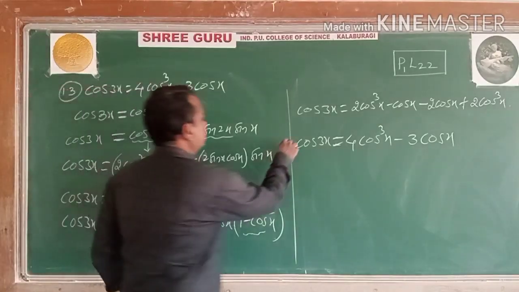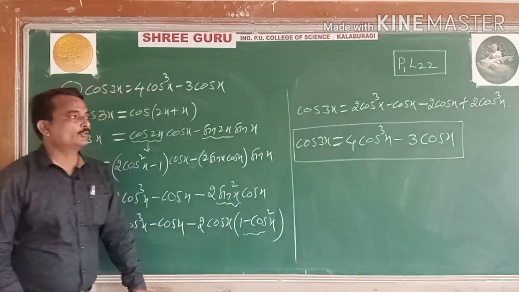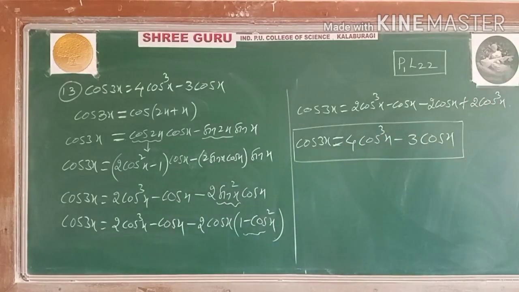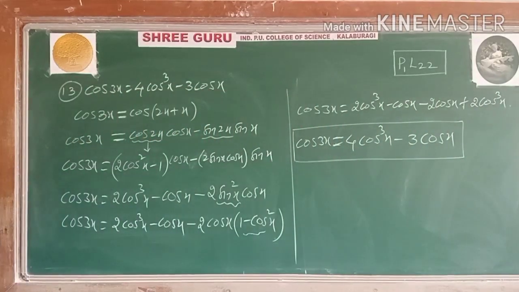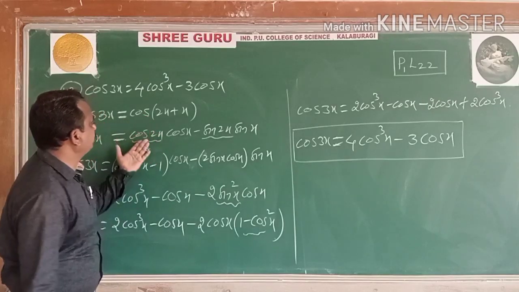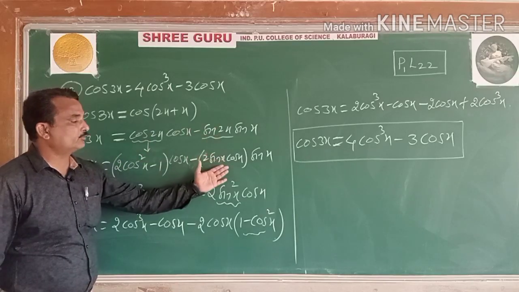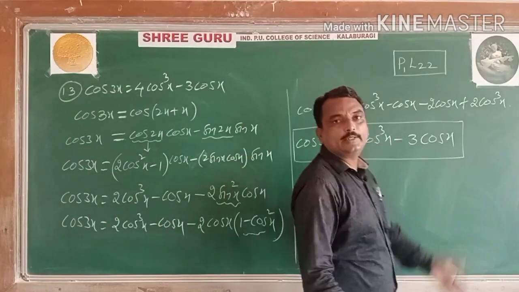So this is the cos 3x, students. Cos 3x equals 4 cos cube x minus 3 cos x. This is cos of 3x, students. Now you may substitute according to that. We substituted cos 2x in terms of cos, and sin 2x is 2 sin x into cos x, and then we simplified. So you will get cos of 3x here.